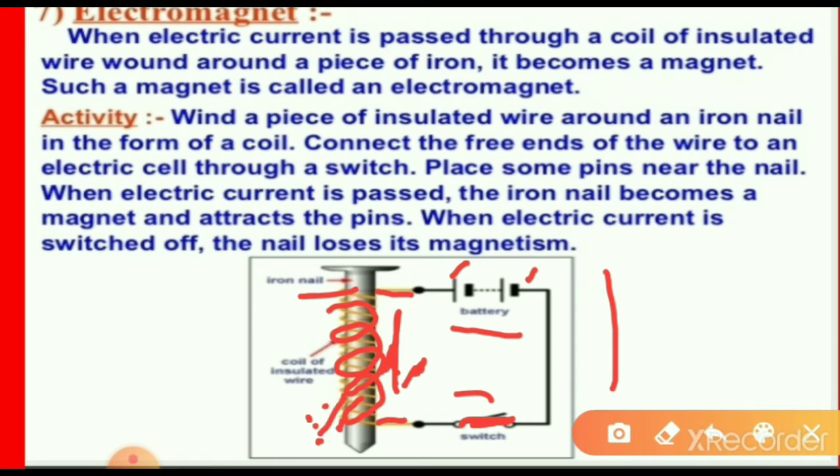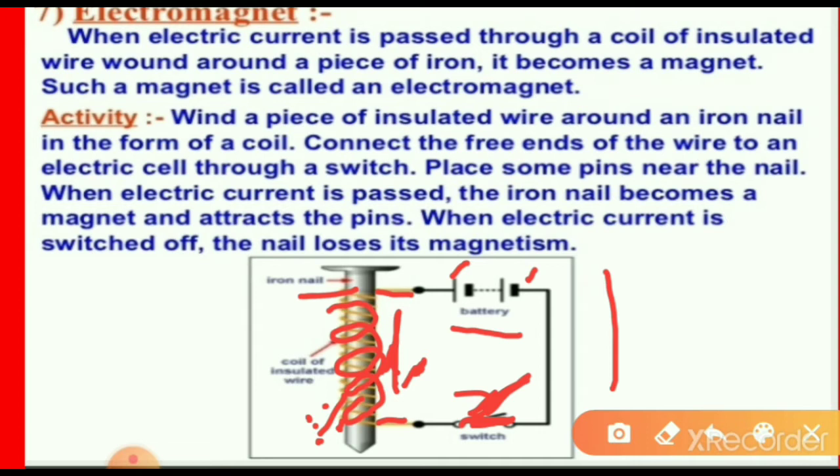Now switch off the current. The switch is in the off position. Are the pins still clinging to the end of the nail? No. When the switch is off, the current does not pass through the coil, so the nail does not attract the pins.